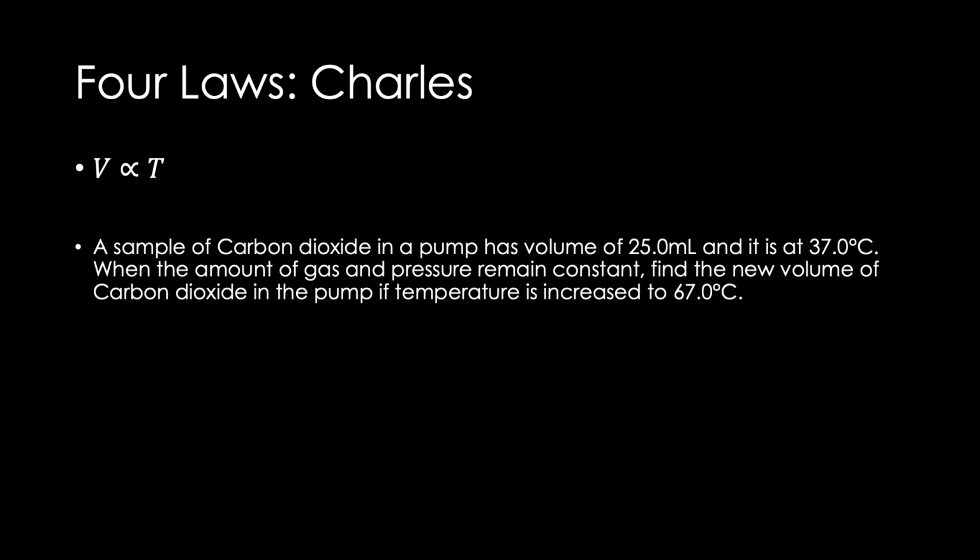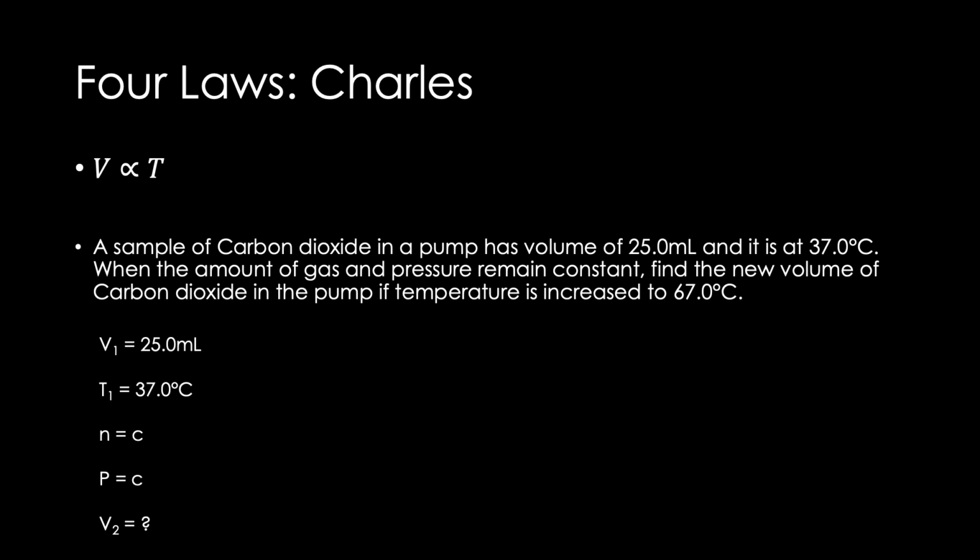Here's an example problem using Charles's law. We're given a sample of carbon dioxide in a pump with a volume of 25 milliliters at 37 degrees Celsius. When the amount of gas and pressure remain constant, find the new volume of the carbon dioxide in the pump if temperature is increased to 67 degrees Celsius. So our V1 is 25 milliliters, T1 is 37 degrees Celsius, n and P are kept constant, and V2 is what we're looking for.